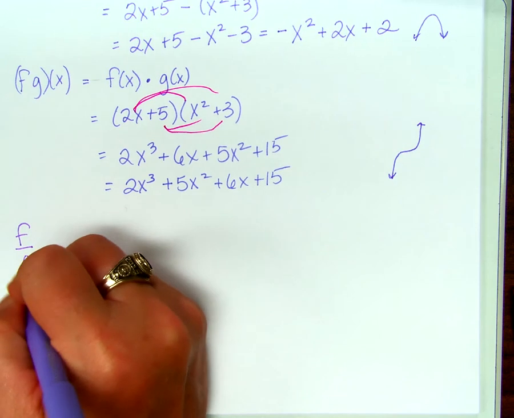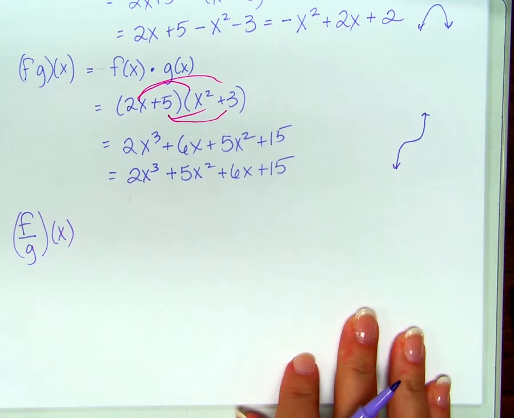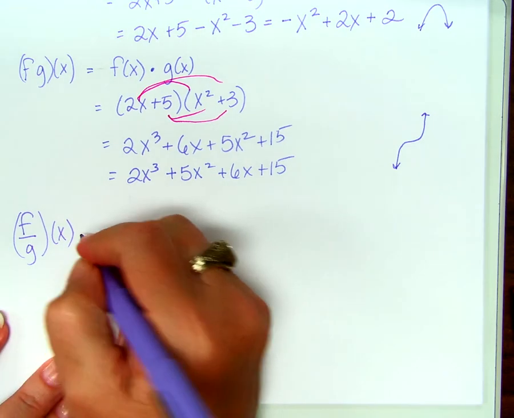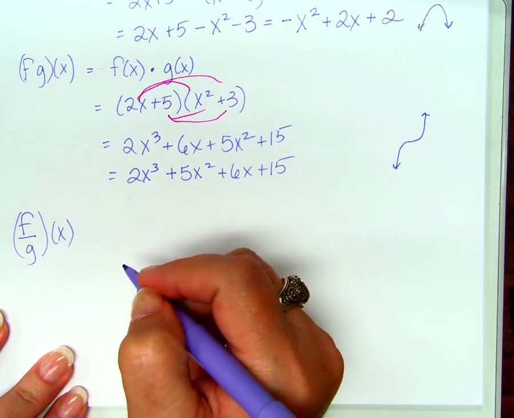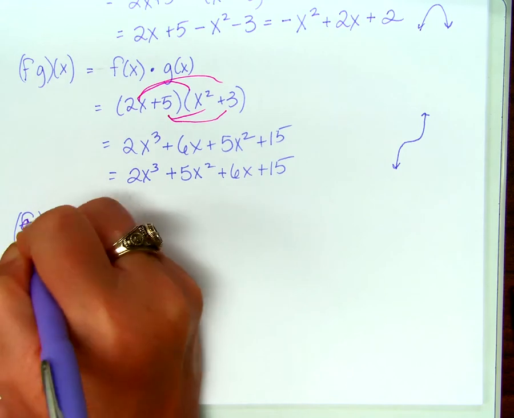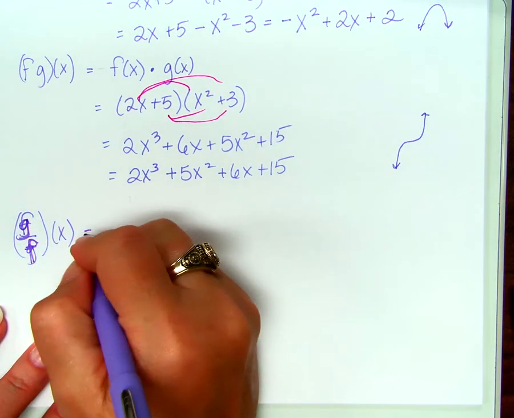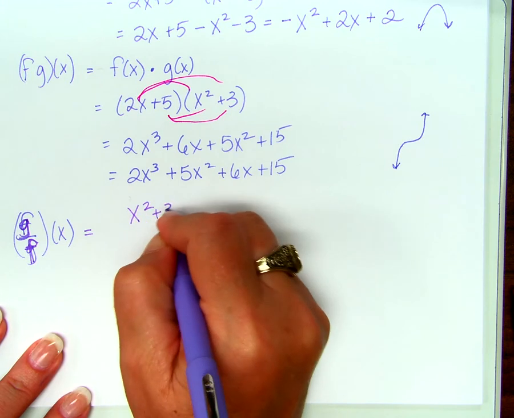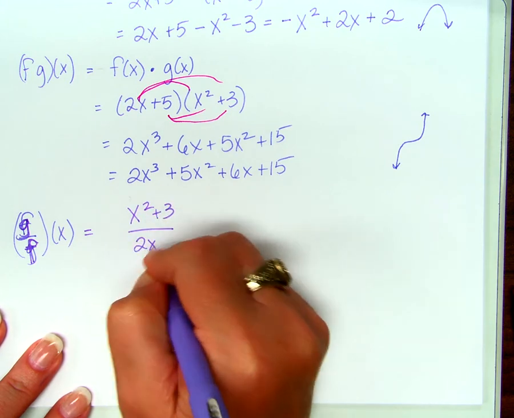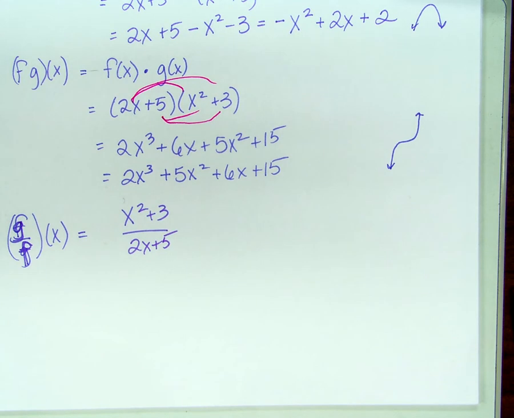F over g of x. What's it want us to do? Can I change it just for argument's sake? Are you okay with me changing it? What if I did g over f? Well, g would be x squared plus 3, f would be 2x plus 5. This is the hardest one because it's done. Right? And by that I mean it's not hard at all because it's done.